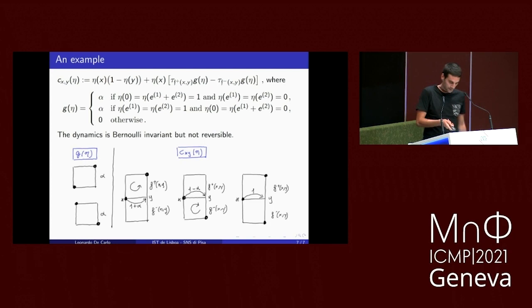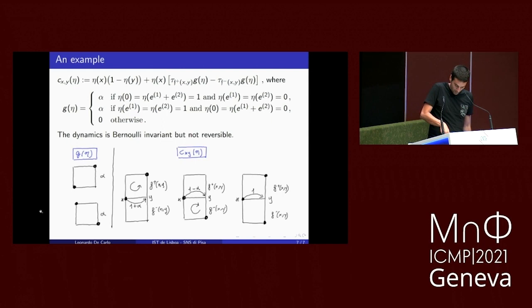Okay. For example, this is the simplest construction that I have. You can consider the SEP, and then we add this extra term in the rate, where the function g is defined as follows. I'm not sure, but I think for this kind of perturbation, where I have this extra term with respect to the symmetric simple exclusion, the dynamic cannot be reversible. And this g will be different from zero in these two configurations that you can see on the left. And the rate works like this, okay?